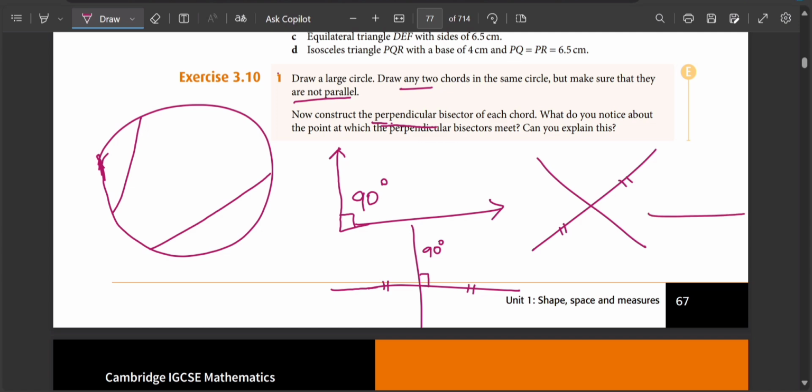For example, if I do it like this and cut it like this, okay? In this case, both of them are bisected, but they are not perpendicular. In this case, it is a perpendicular bisector.